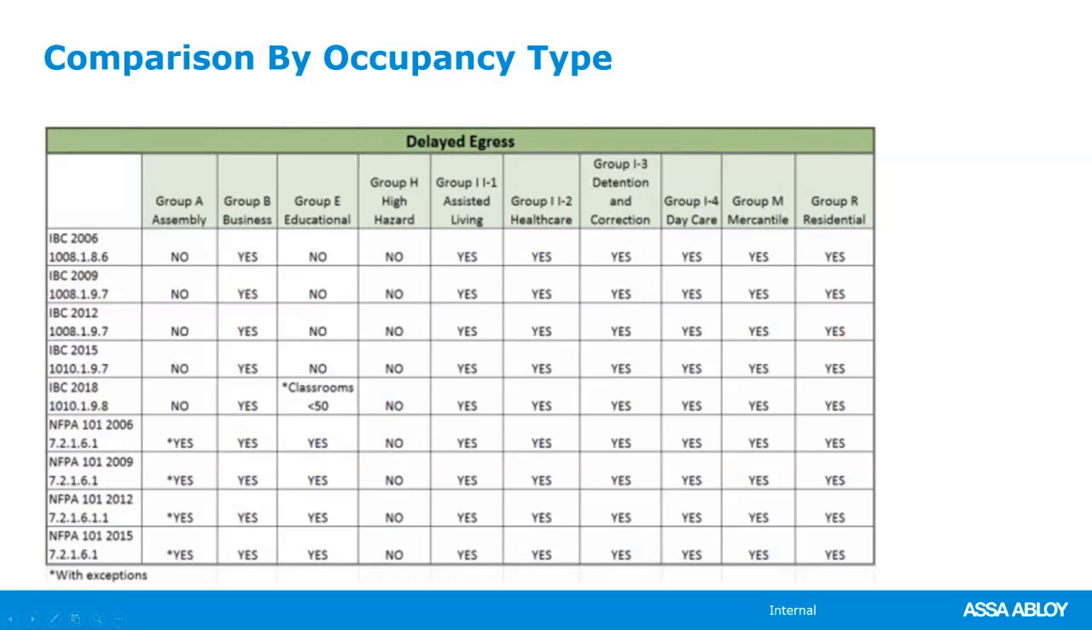Group I1 assisted living, it is permitted everywhere across the board. I mean, not everywhere, you can only use one within the path of egress. You still have to meet the requirements, but yes, it's permitted. It's permitted in I2, I3, I4, Group M mercantile, and Group R residential.